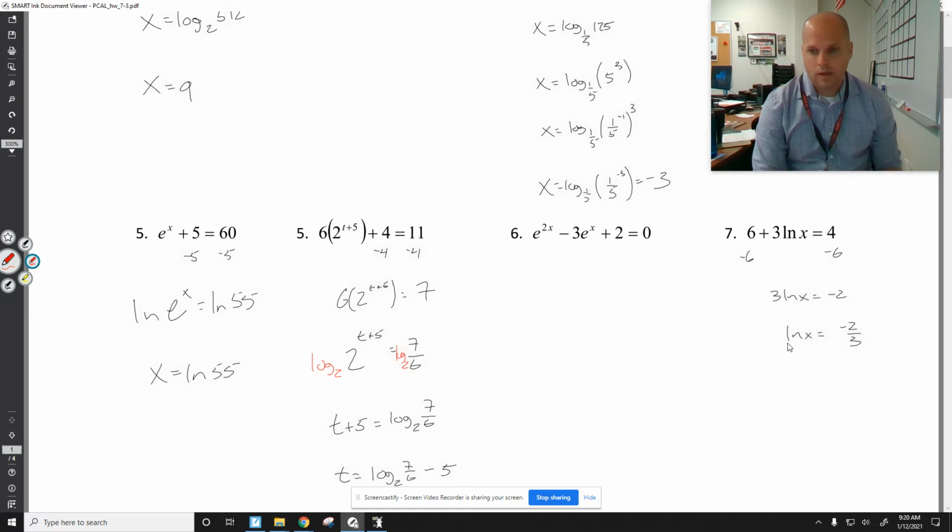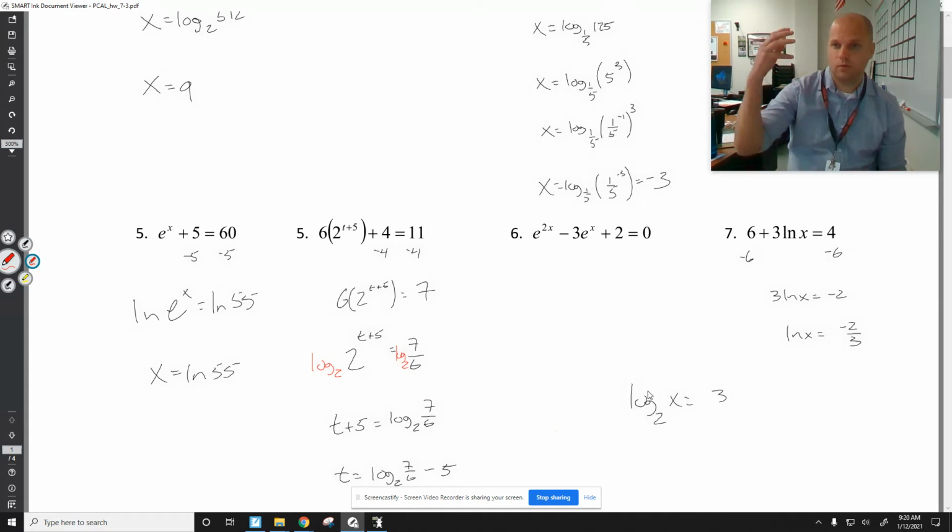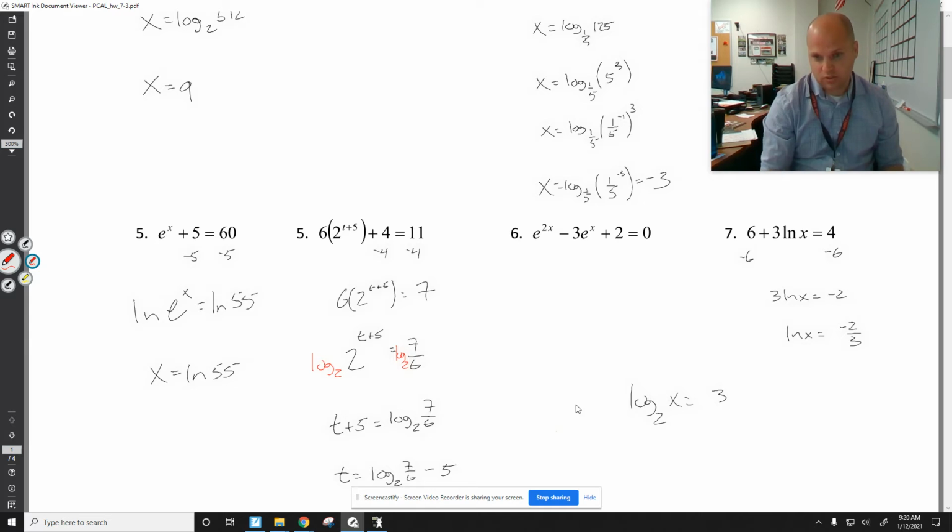How do you undo a log? Like if you have log base 2 of x equals 3, you would take the inverse of a log. An inverse of a log is a number to a power, the base number to the power. To solve this equation, I take 2 to the power. 2 to the power is the inverse of log base 2. 2 to the log base 2 of x is just x. x equals 2 cubed, that's 8. So that's how I'd solve that equation.